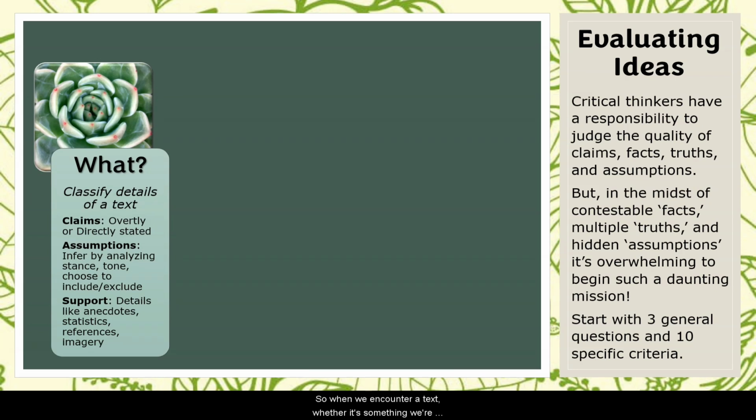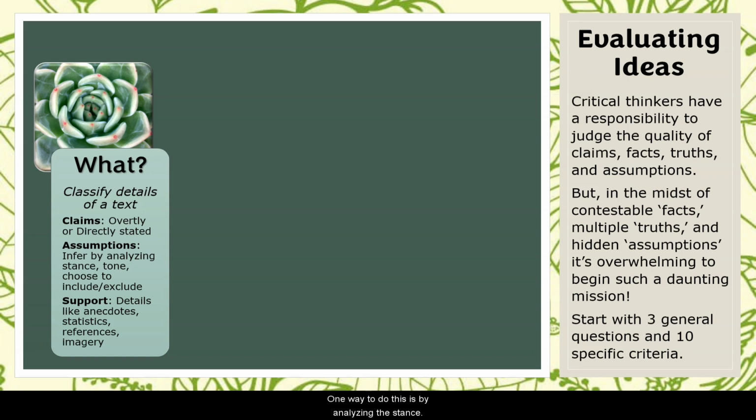When we encounter a text, whether it's something we're seeing on TV, something we're reading, even a conversation, we just want to ask, okay, what is this text saying? What are the overt and direct statements, the surface level? Then once we comprehend the surface level, we can dig a little deeper. We can infer what the assumptions are.